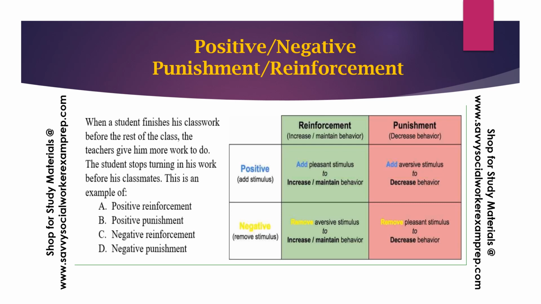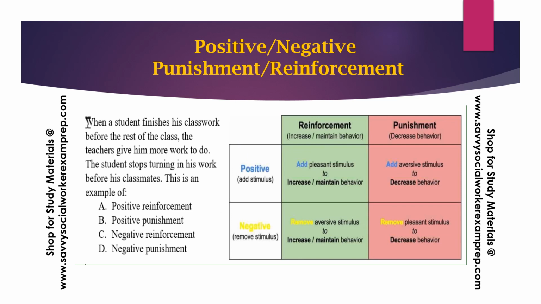Okay, let's get into some examples. When a student finishes his classwork before the rest of the class, the teacher gives him more work to do. The student stops turning in his work before his classmates. This is an example of... Okay, so let's break this down and color code it.